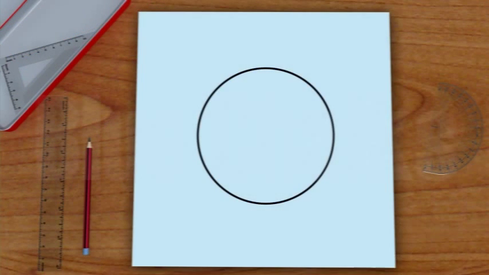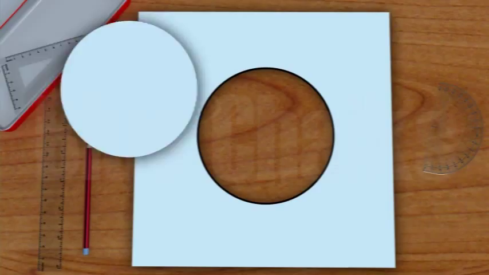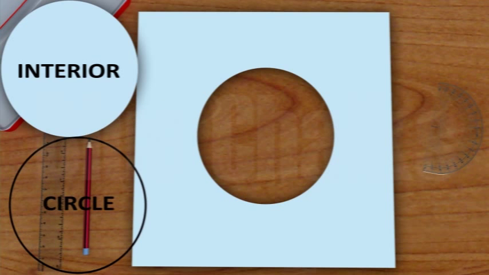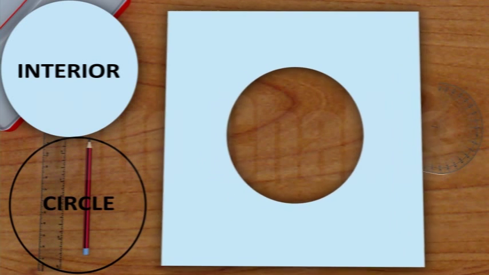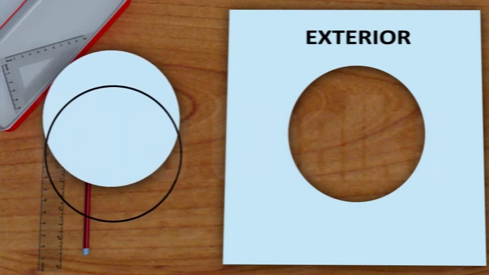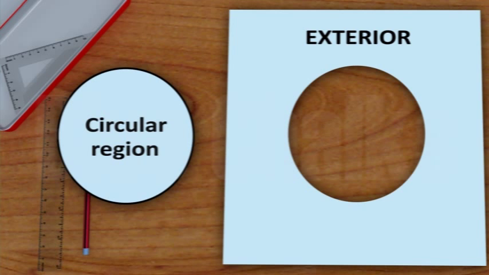A circle divides the plane on which it lies into three parts. Part 1: inside the circle, also called the interior of the circle. Part 2: the circle. And Part 3: outside the circle, also called the exterior of the circle. The circle and its interior make up the circular region.